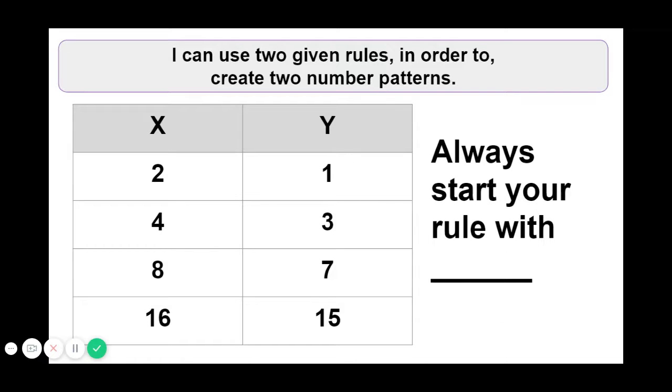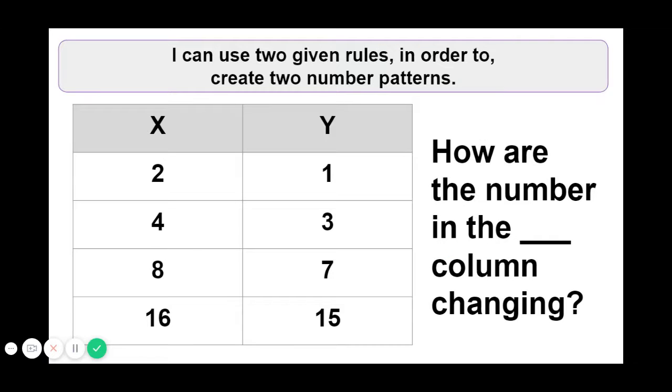I have to come up with a rule. My rule is always going to start with Y equals something. So Y has to equal something. So now I need to figure out how the numbers in the X column are changing to get to the Y column.